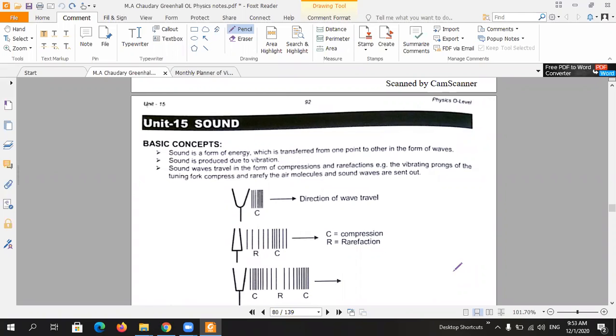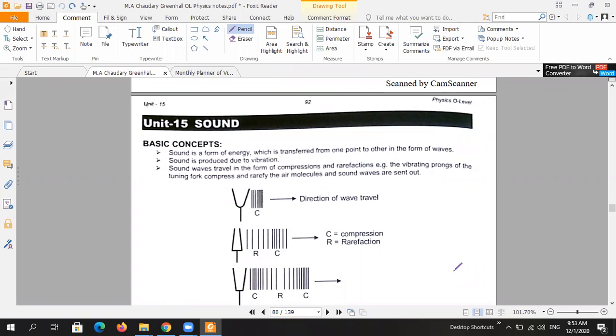This is the first lecture of a new topic, sound. As we have studied, sound is a longitudinal wave, as the propagation of the sound wave is in the direction of the vibration of the particles. So sound is a form of energy which is transferred from one point to another in the form of waves.